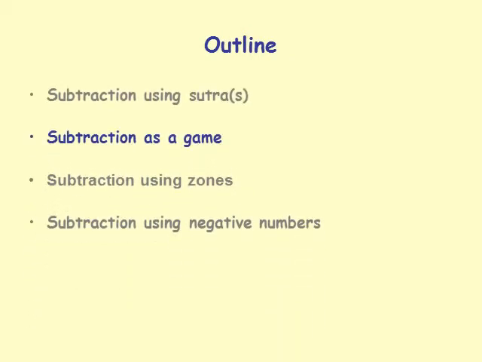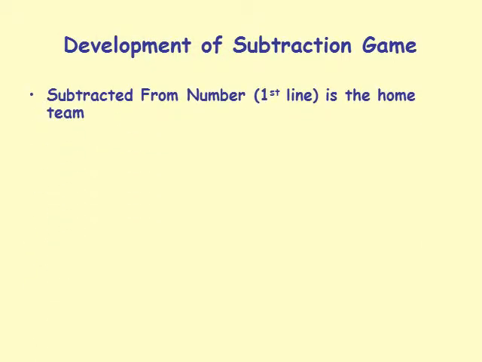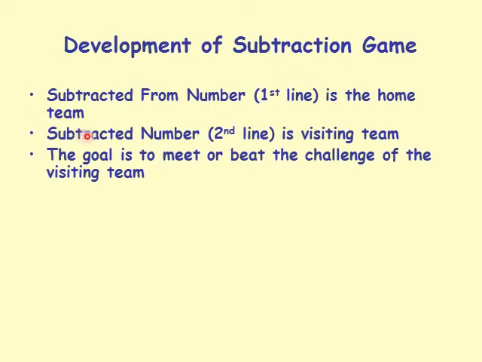Okay, now let's get back to our next section. Now we are going to do subtraction as a game. Let's see how we call subtraction a game. We will develop this subtraction game. In a game there are two teams. In subtraction there are two lines. The first line is the home team, and the second line in subtraction is the visiting team.